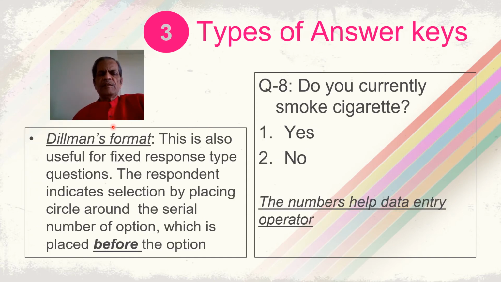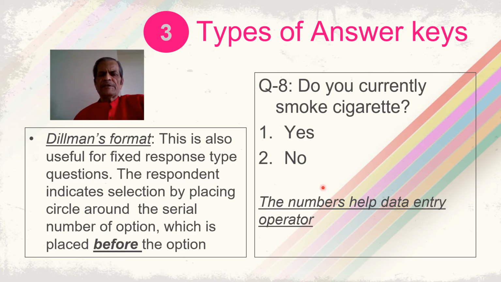Then the next is the Dillman's format. Dillman's format is also useful for the fixed response type of question. In this, there is the question and the responses are in text format, but these responses are preceded by numbers, 1 and 2, and these are called the codes for the response. 1 is the code for the response yes, and 2 is the code for the response no.